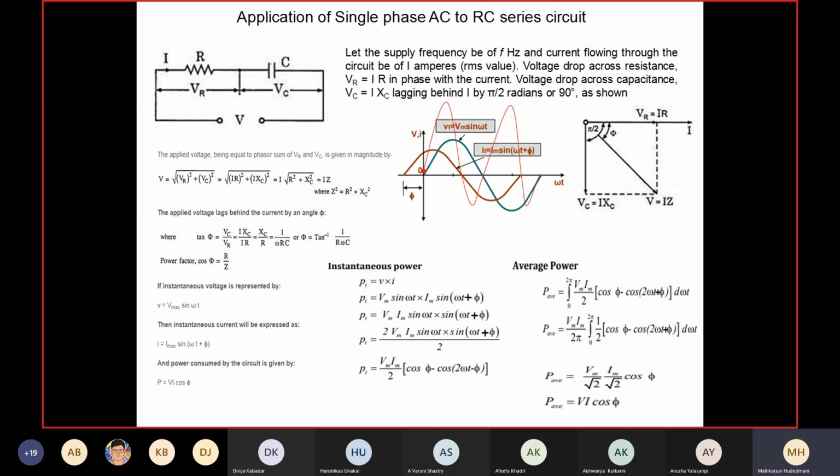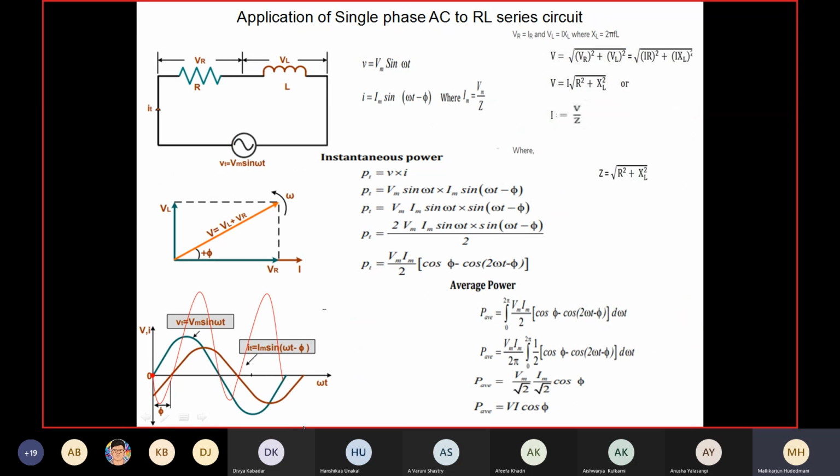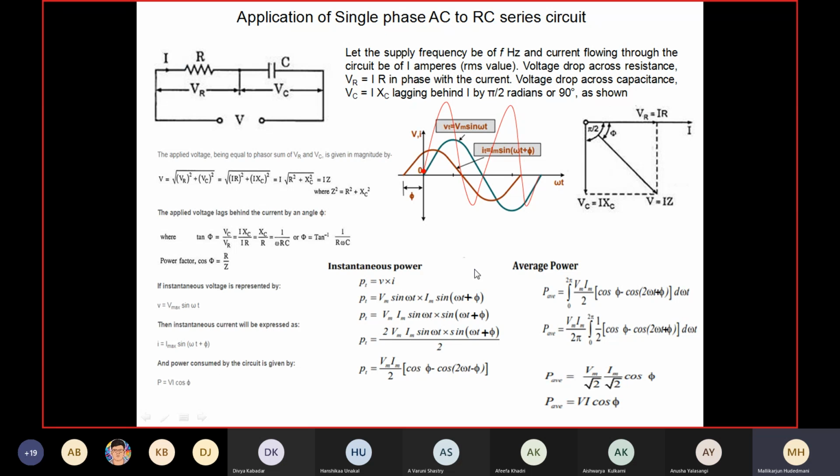Adjust a 2 in the numerator, 2 in the denominator. Convert this to cosine function. The same thing we will be doing here. Adjust 2 divided by 2. This becomes cos of A plus B minus cos of A minus B. So by making this adjustment mathematically, I will get the instantaneous power equation.